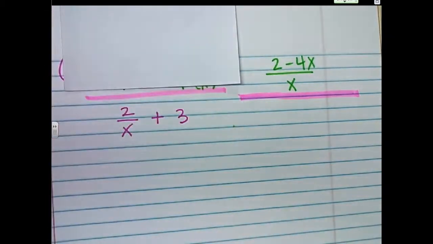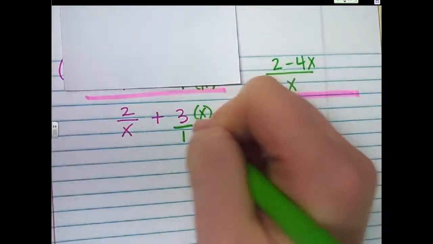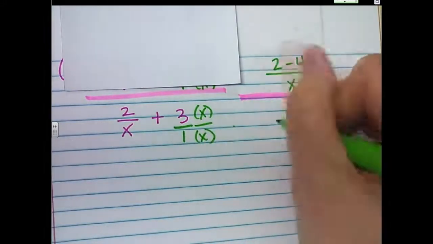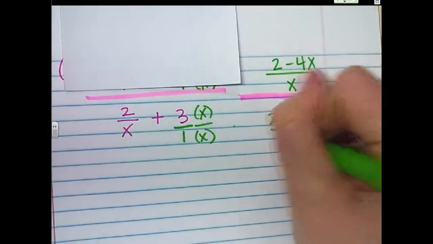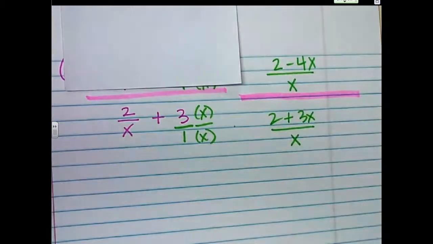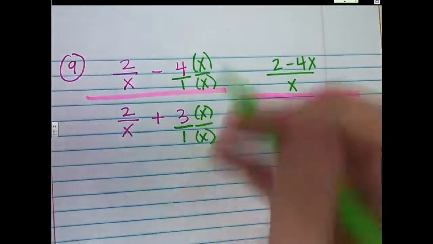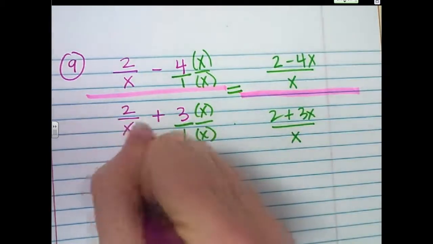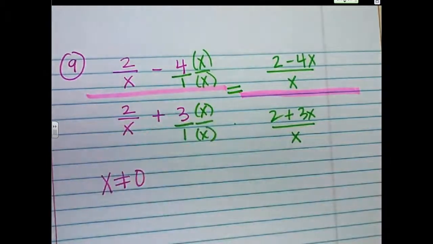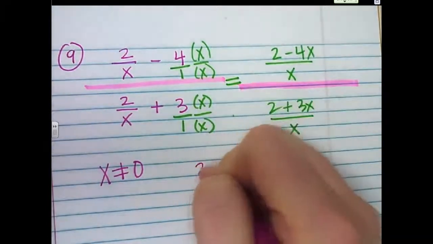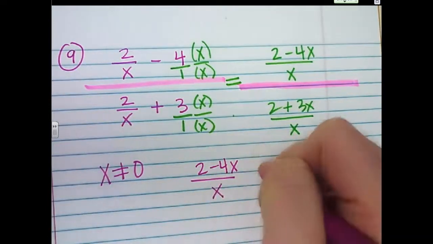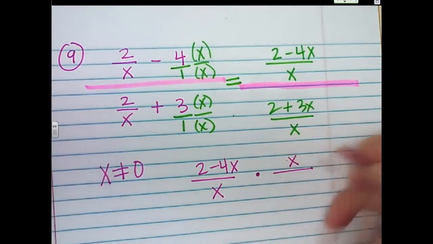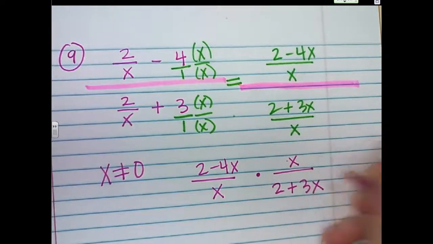Bottom. I have 3 over 1. What's my common denominator? X. Denominators here, what can x not equal? Zero. And now we'll flip it. So I have 2 minus 4x over x times, flip it, x over 2 plus 3x.